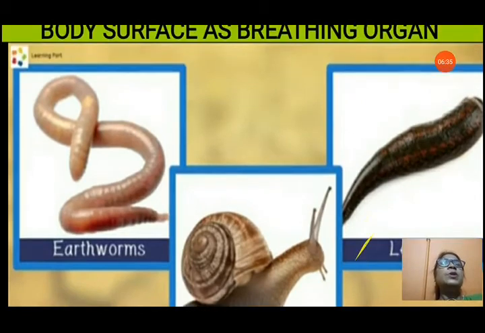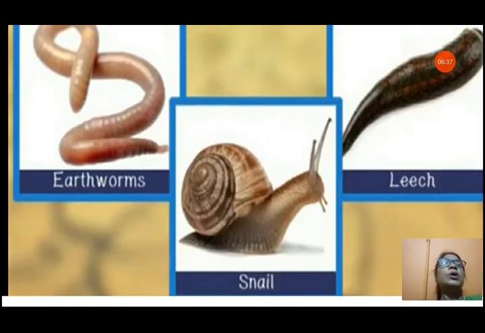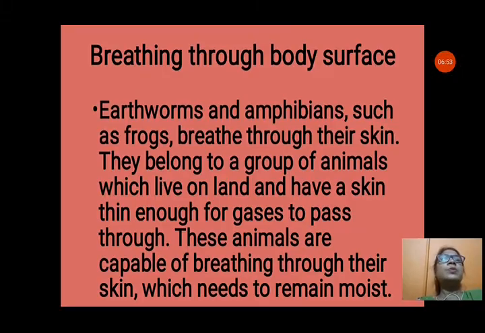Body surface as breathing organ. Some organisms live in moist places. That means a moist body surface is necessary for their breathing, because they breathe through their moist skin, like earthworms, snails, leeches. So they cannot live in dry places, they live in moist places.